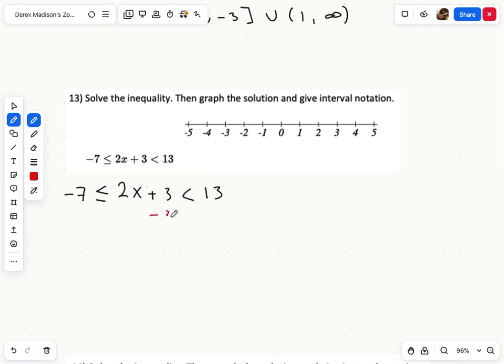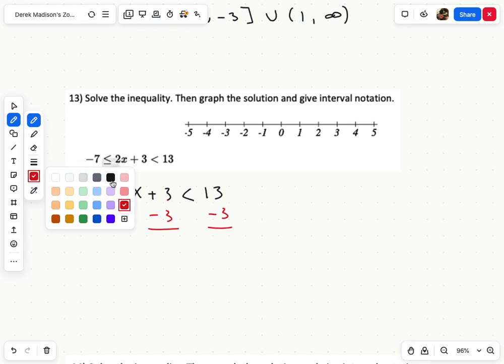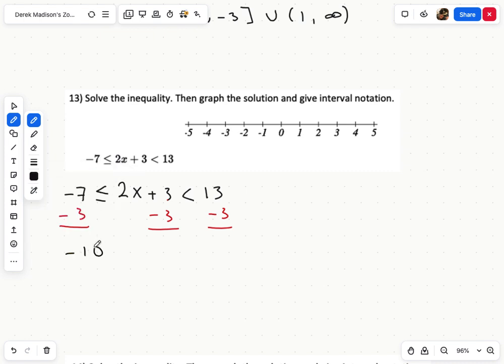So we'd subtract our 3 just as we would have before, and the only difference is now we have to do it with both the -7, the expression, and the 13. So here we get -10 less than or equal to 2x less than or equal to 10. And then here, if that wasn't there, we would divide by 2. That's exactly what we do even though it is there. We just do it in all 3 places.